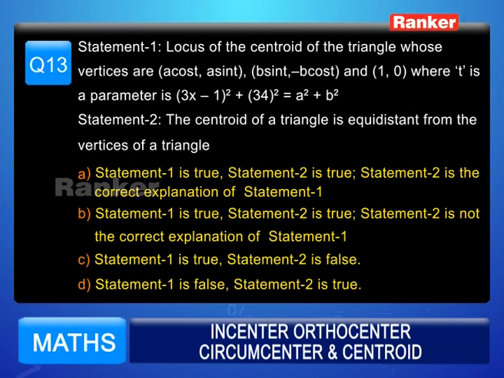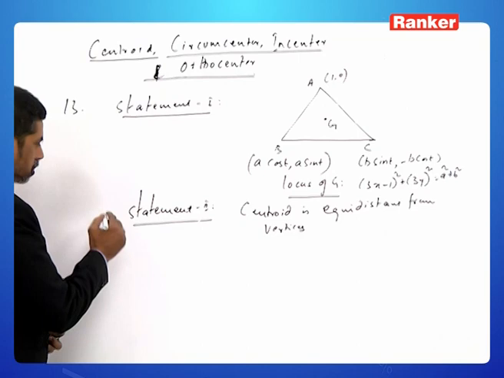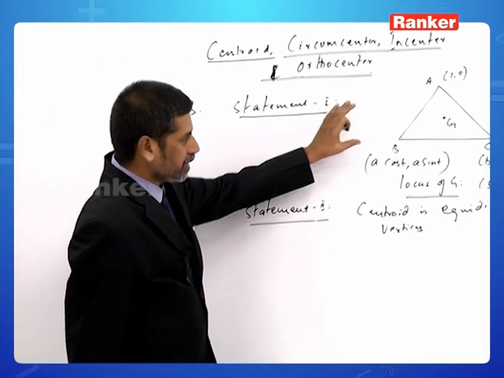Question number 13, another logical question in which statement 1 says we have a triangle with vertices (a cos t, a sin t), (b sin t, -b cos t), and (1, 0). With this information, it is said that the locus of this centroid is the equation (3x - 1)² + (3y)² = a² + b². And the second statement, centroid is equidistant from the vertices. Again, we know that it's only the circumcenter that's equidistant from the vertices. So statement 2 is false. Now let us look at the correctness of statement 1.